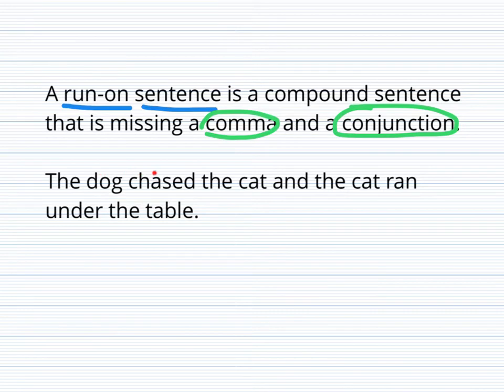This is one complete thought. The dog chased the cat. This is another complete thought. The cat ran under the table. Yet they are not punctuated correctly. There's no comma. There is a conjunction, but we don't have a comma.